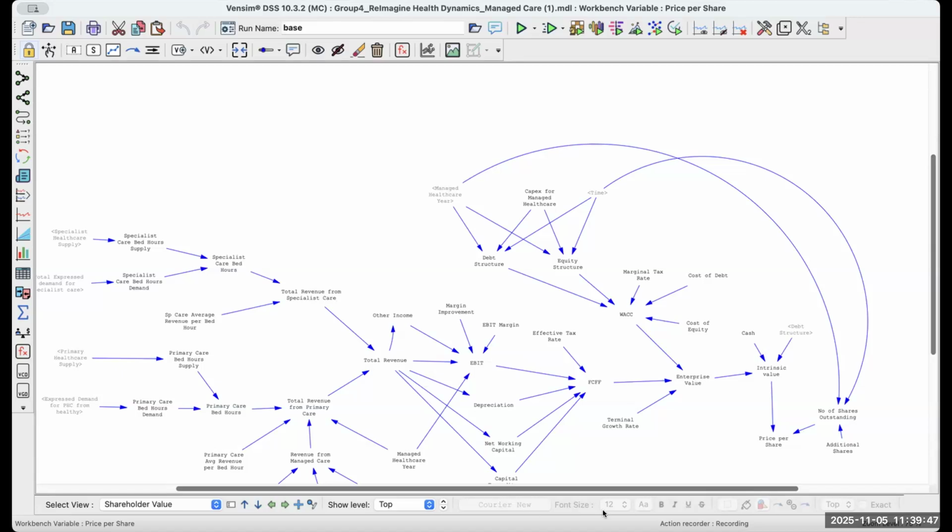So that's the model. I will pause here for any questions. I have a question about how much of this detailed modeling did the students do from scratch versus you guiding them through the building of the model?